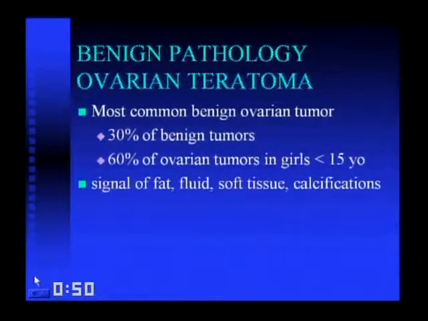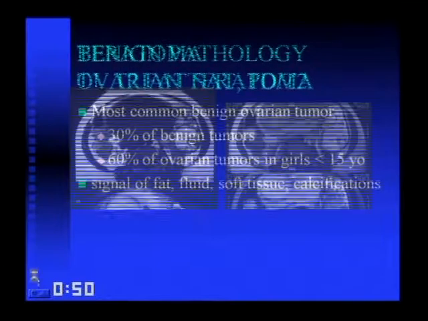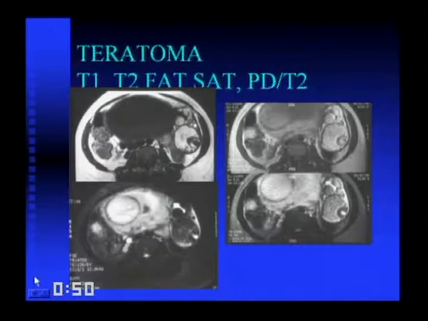Teratomas are also very well seen. The teratoma is the most common benign ovarian tumor, accounting for 30% of the benign ones, and accounting for a much larger percentage in premenarchal females. You look for all the signals of the various tissues of origin.